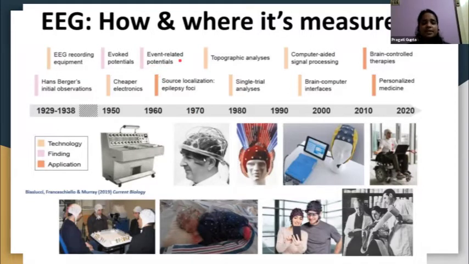So the recent techniques we are using in EEG, like topographical analysis, different signal processing methods, source localization, single trial analysis. These are recent advancements in EEG. So we are looking today at the event-related potentials of it. So next we move forward.